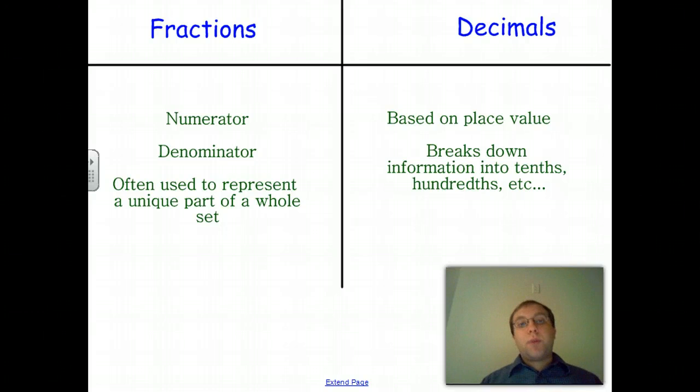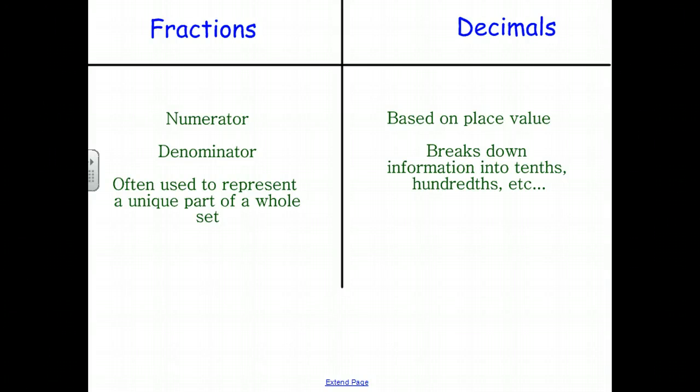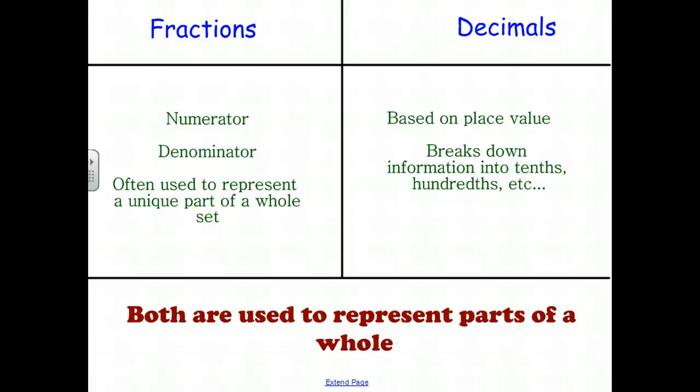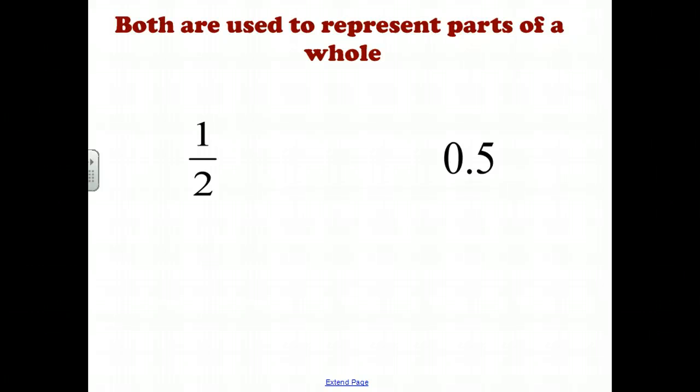The most important part, though, about fractions and decimals in this case is that they're both used to represent parts of a whole. They can be used to represent more than one, but more often the fractions themselves and the part that we call decimals, the tenths, hundredths, thousandths, 10,000ths, etc., are used to represent parts of a whole. And so if we look at some examples, specifically 1/2 and 5/10, they actually represent the exact same part.